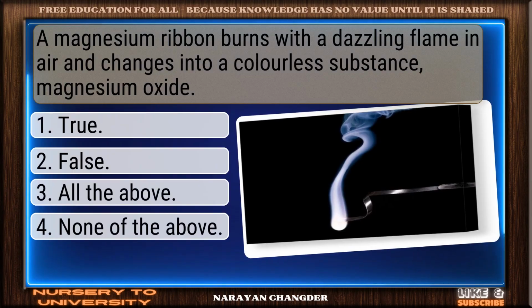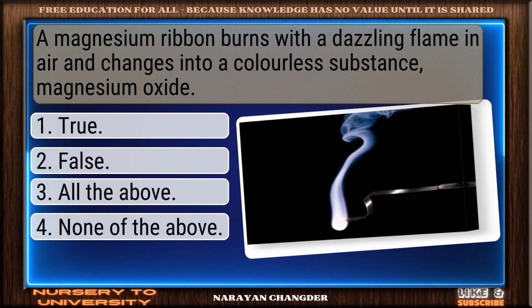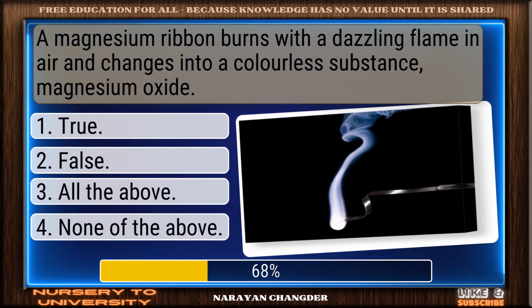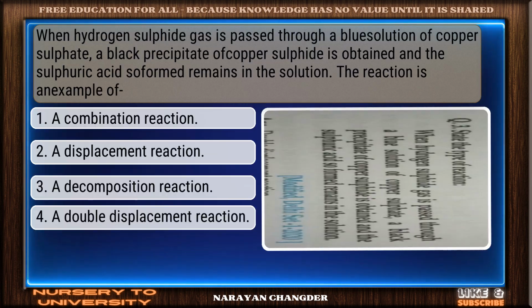A magnesium ribbon burns with a dazzling flame in air and changes into a colorless substance, magnesium oxide. Strong choice. False is right.